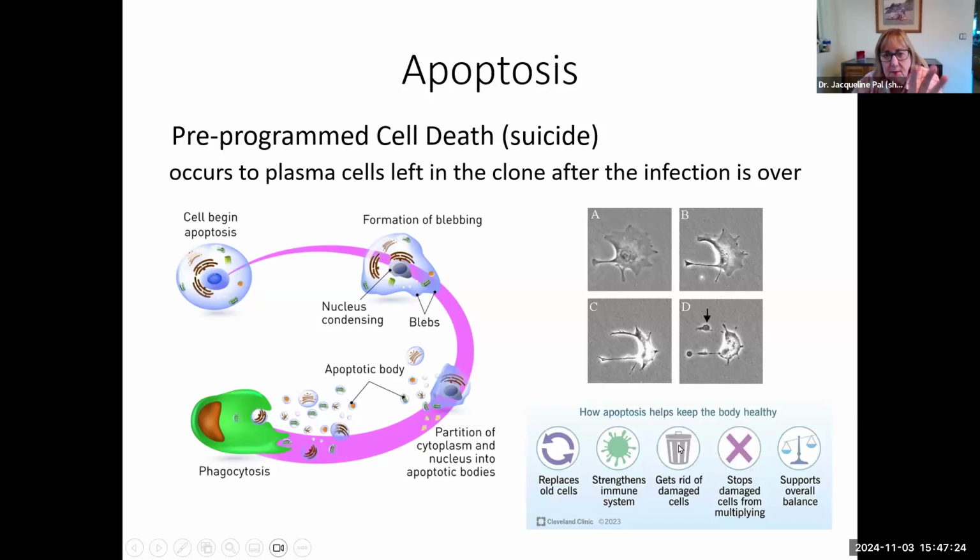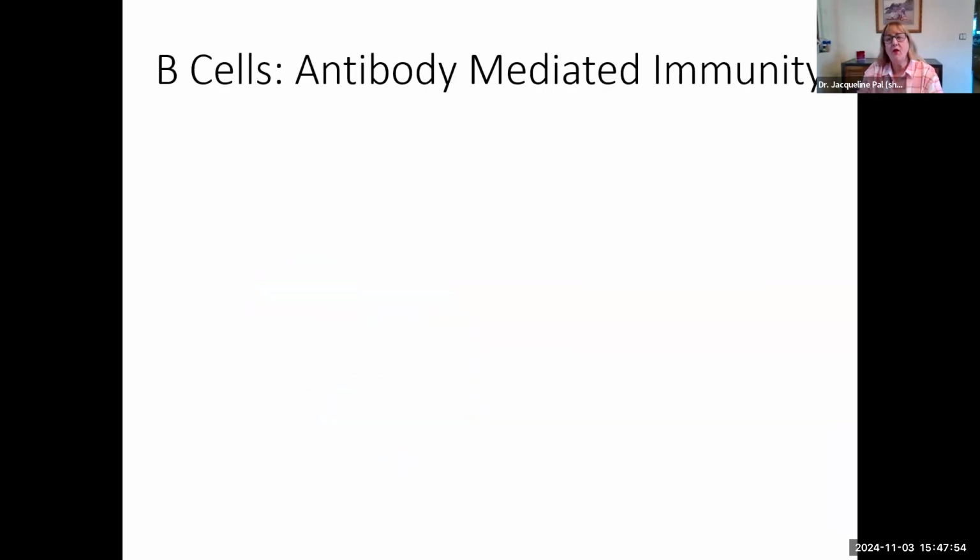So this keeps the body healthy. We can do this with cells. This helps prevent you from getting autoimmune diseases and can get rid of damaged cells. Do you remember, if you ever saw pictures of yourself in utero, you had webbed fingers? Well, the way you got rid of your webbing was that all those cells disappeared through this process of apoptosis. So it happens. It's normal, part of your body. There's nothing abnormal about it. So learn that term. All right.